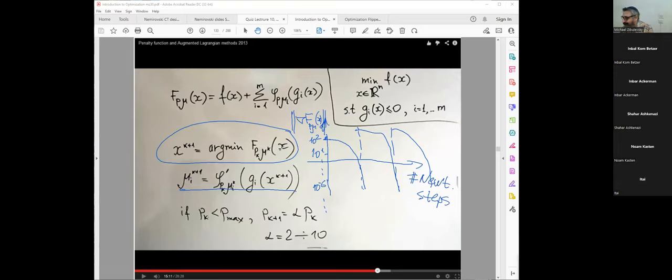Yeah, another question. Can we use the Newton method from a library, or do we need to use our own implementation?